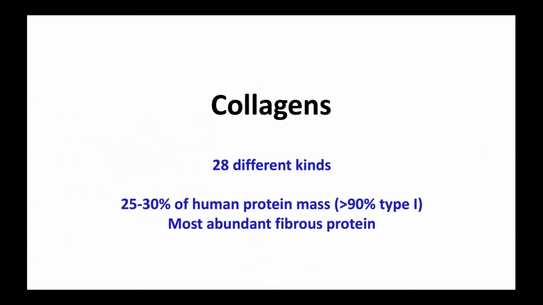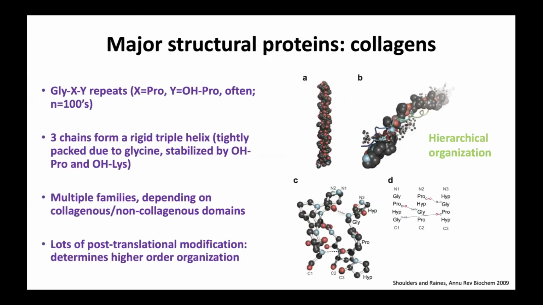So let's start talking about the collagens. There are 28 different kinds of collagen. I checked today and it's still 28. And they make up 25 to 30% of the protein mass in your body. It's the most abundant fibrous protein in your body. About 90% of that is type 1 collagen. And that's mostly what we're going to talk about today. And that's mostly what people who study collagen are studying, or people who use collagen are using.